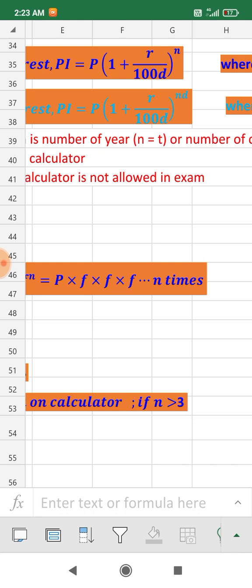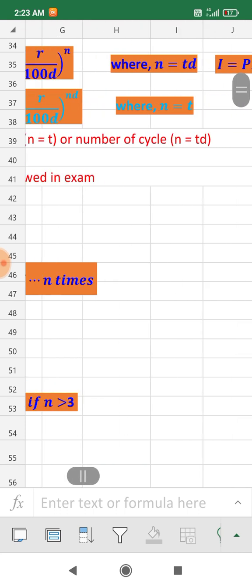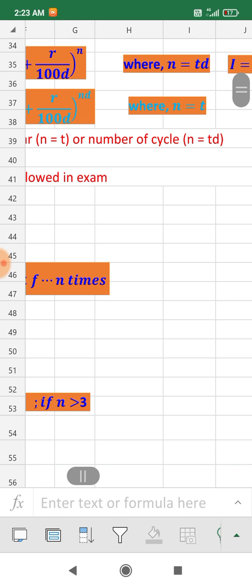See this properly. What is the difference? The difference is that in one equation the power is given as n, and in the second formula the power is nd. Why is there a difference? Because in the first formula, n equals td. In this formula, n equals td.